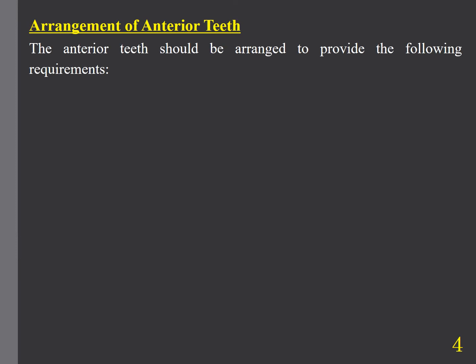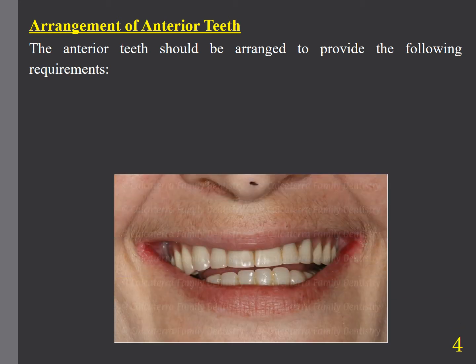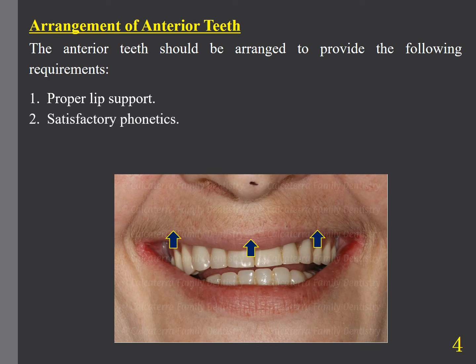Arrangement of anterior teeth. The anterior teeth should be arranged to provide the following requirements: number 1, proper lip support; number 2, satisfactory phonetics; number 3, pleasing aesthetics. Now we explain how to arrange the maxillary anterior teeth. We have certain criteria used to arrange the maxillary anterior teeth.